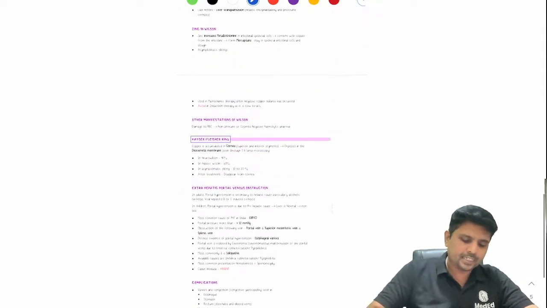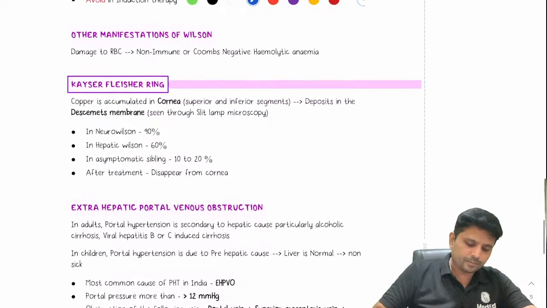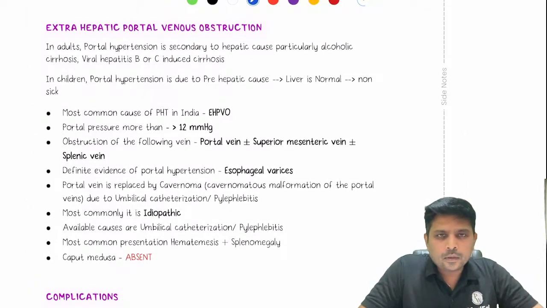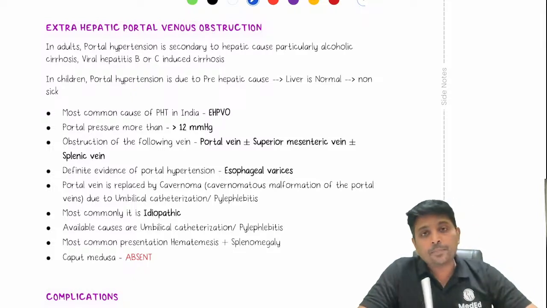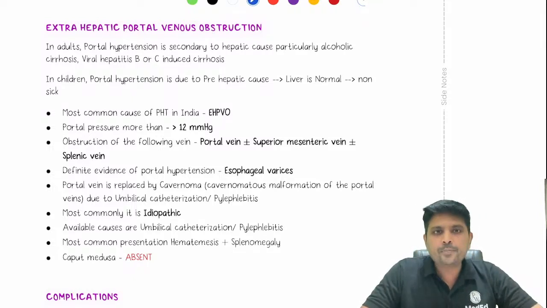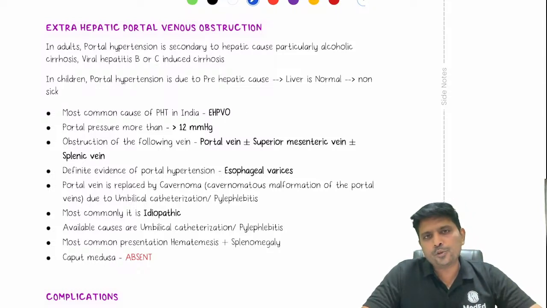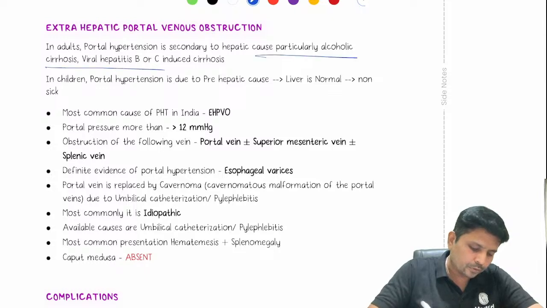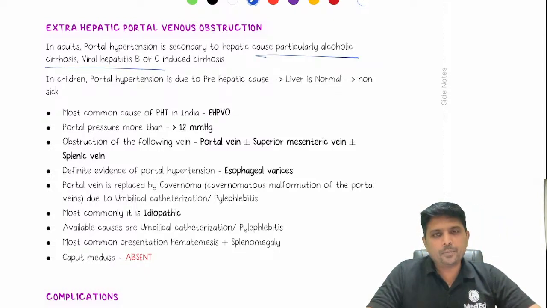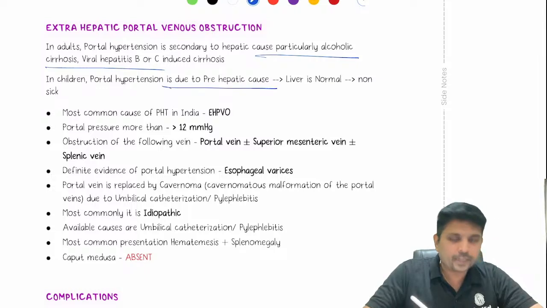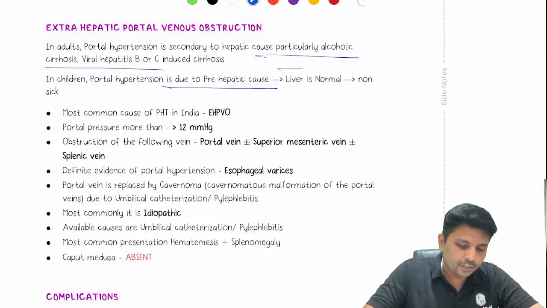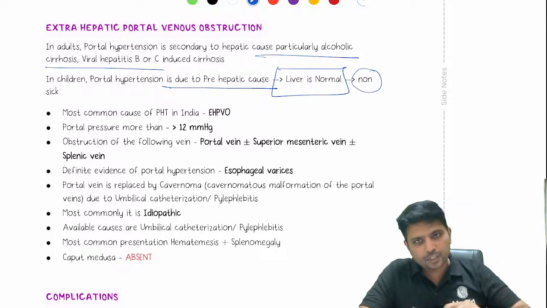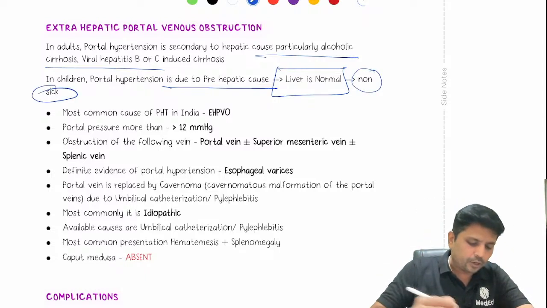Now the next thing is extrahepatic portal venous obstruction. You all know that portal hypertension in adults is mainly due to cirrhosis, either due to chronic hepatitis B, hepatitis C, or alcohol. But in children, portal hypertension is usually prehepatic, as a result of which the liver is usually normal. And since the liver is normal, synthetic functions will be retained, so they are usually non-sick children.